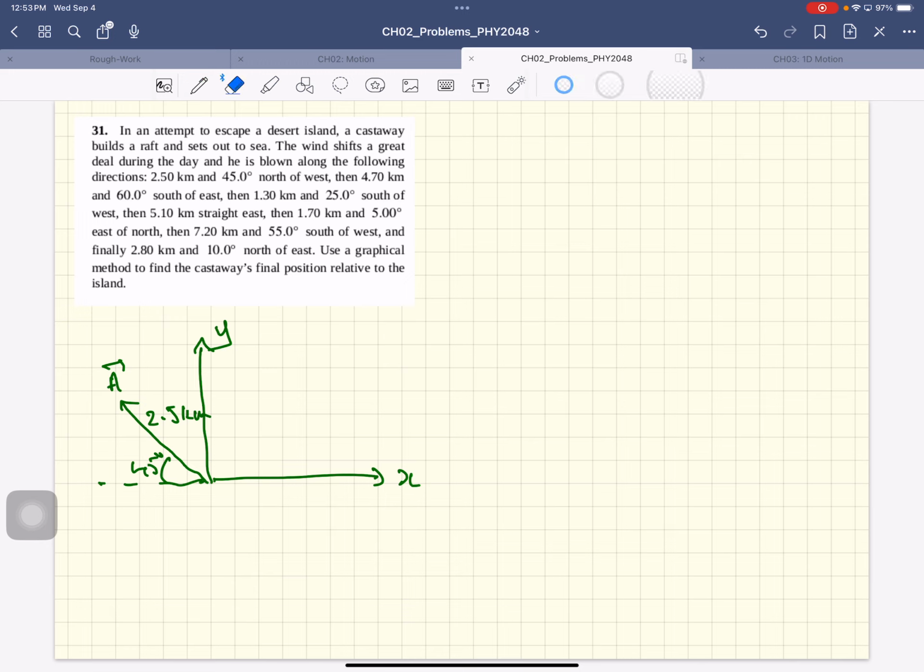So that would be that vector. Then 4.7 kilometers, 60 degrees south of east. So vector B would be 60 degrees. Okay, and so on. And then you can add all the vectors.